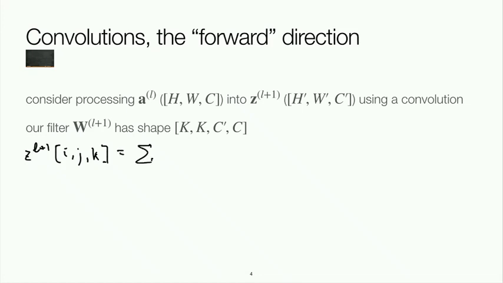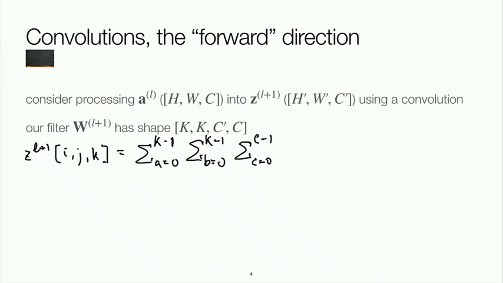I can write it as a sum from, let's call the first thing a, which goes from 0 to K minus 1. This is going across the width of the input. The second thing is b, which is going across the height of the input. And the last thing is summing across all of the different input channels that I have. I have C of those, so not C prime, C. C is the number of channels that I have in my input.